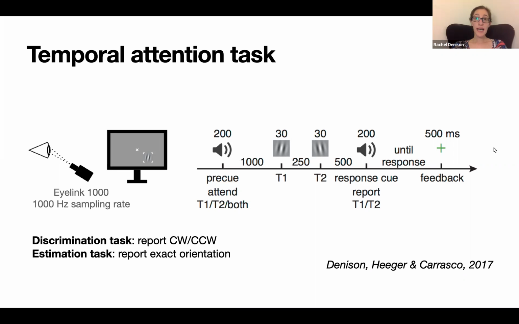So again, this task was useful for our pupil modeling goals because it has multiple trial events in a rapid sequence with no changes in overall luminance, along with two cognitive manipulations, a temporal attention manipulation and a task manipulation, where an estimation task would be expected to have a higher cognitive demand than a discrimination task.